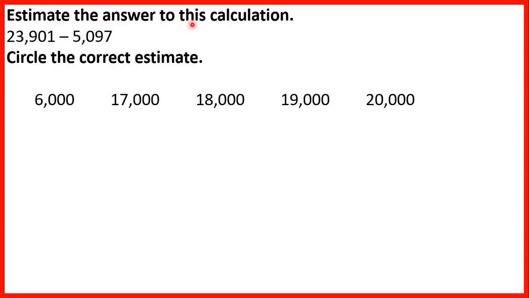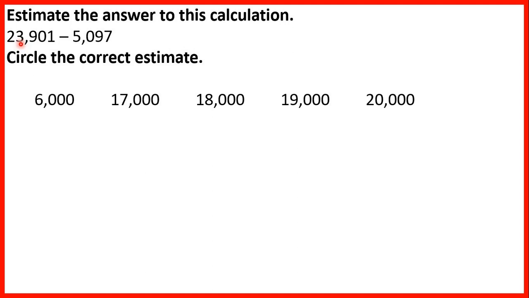Estimate the answer to this calculation. We have 23,901 minus 5,097. Circle the correct estimate. So when we estimate, what we're doing is not finding an exact answer, but finding an answer that's close to the exact answer. And here, because our estimates are all multiples of 1,000, what we can do is round each number in the question to the nearest 1,000.